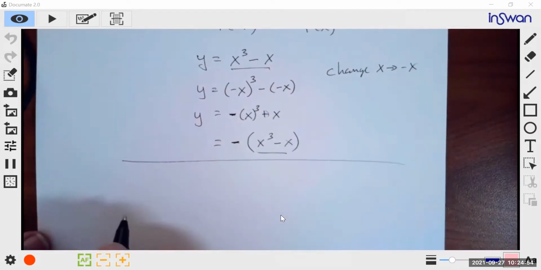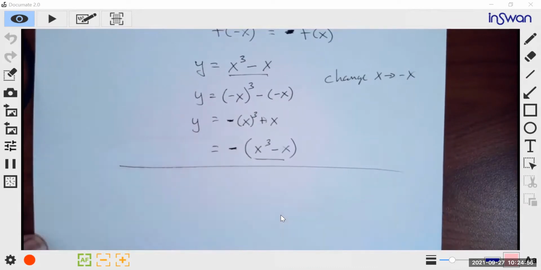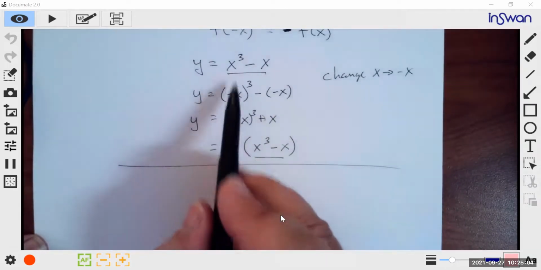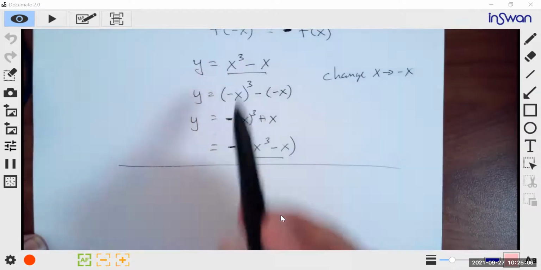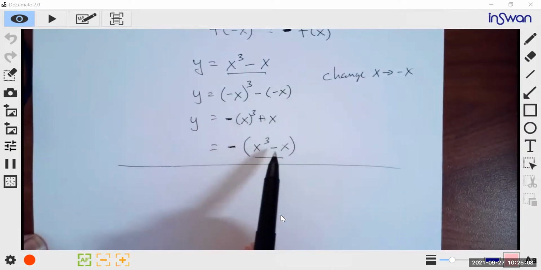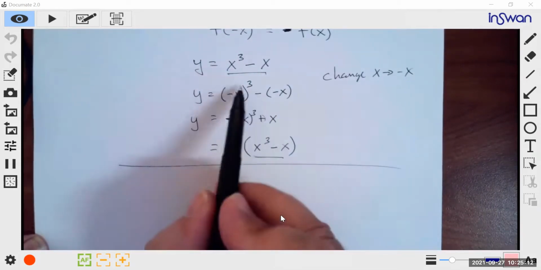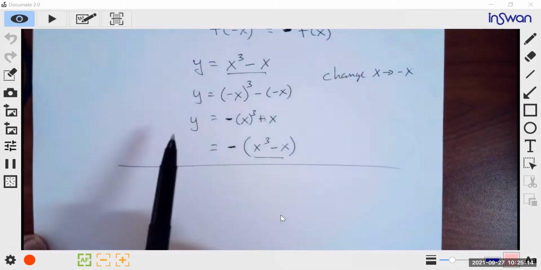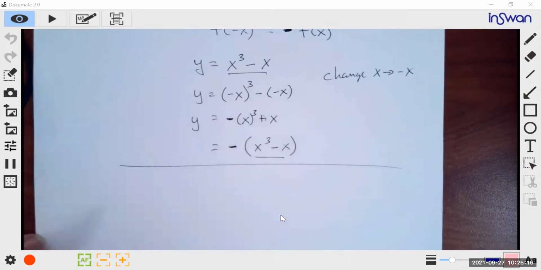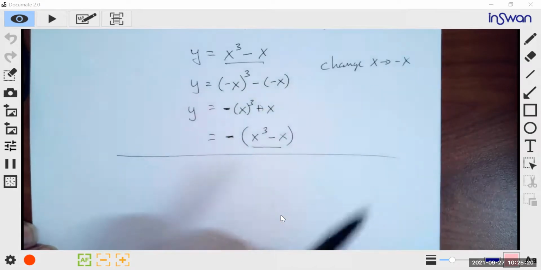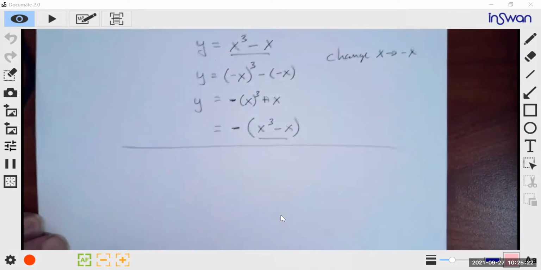At what step are you going to change? Well, the first thing you do is change x to negative x. And after you finish simplifying everything, if you can factor out a negative and what is inside the parentheses is the same as what you started off with, then it's an odd function. That's too much work. Let me show you a shortcut.